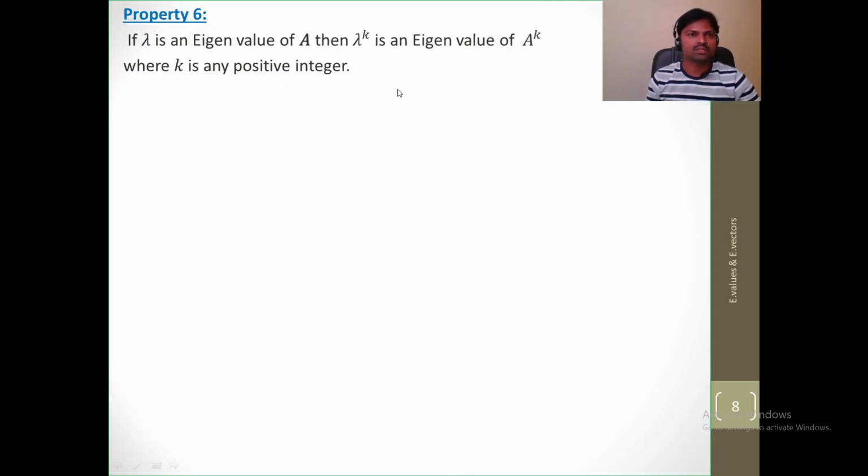Okay. Last property, number 6. If lambda is an eigenvalue of A, then lambda power k is an eigenvalue of A power k, where k is any positive integer. Okay. Look at it. It's also very simple.